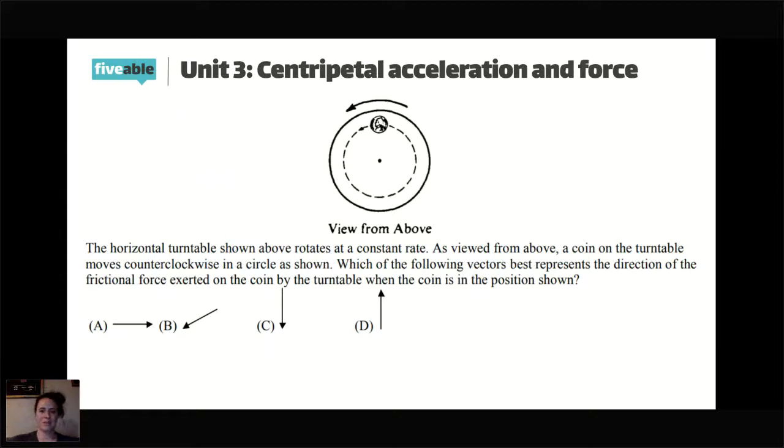Okay, there's 3. Sweet, good job. So when we're talking about circular motion, I like to think of it as what is keeping the thing in a circular path? What is keeping it from flying off into space? That is your centripetal force. So in this case, the thing keeping our coin on the disc is the friction, and your centripetal force always points to the center. So it's C. Good.